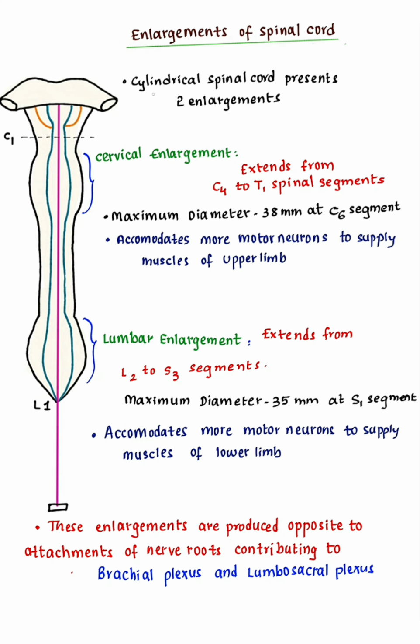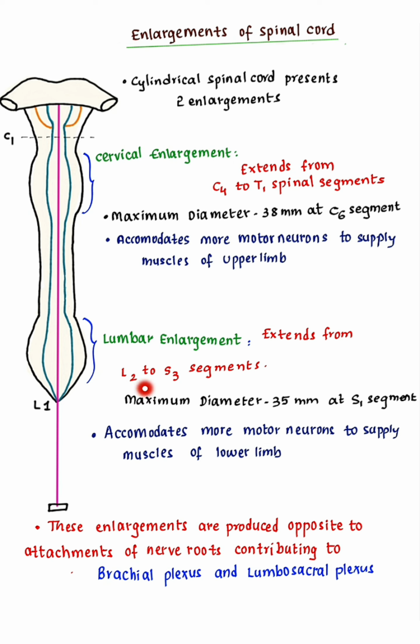Enlargements of spinal cord. The cylindrical spinal cord presents two enlargements: cervical enlargement and lumbar enlargement. Cervical enlargement extends from C4 to T1 spinal segments. Maximum diameter is 38 mm at C6 segment. To supply muscles of the upper limb, it accommodates more motor neurons. Hence, there is enlargement.